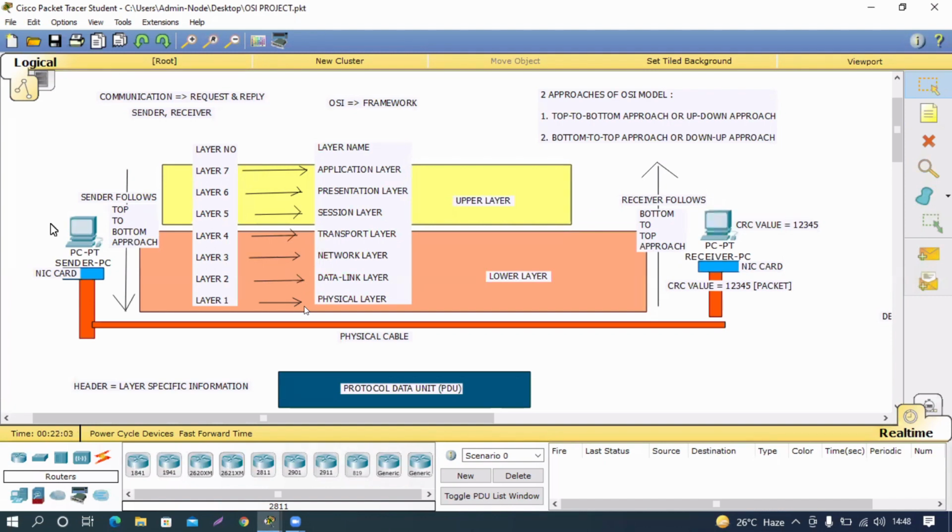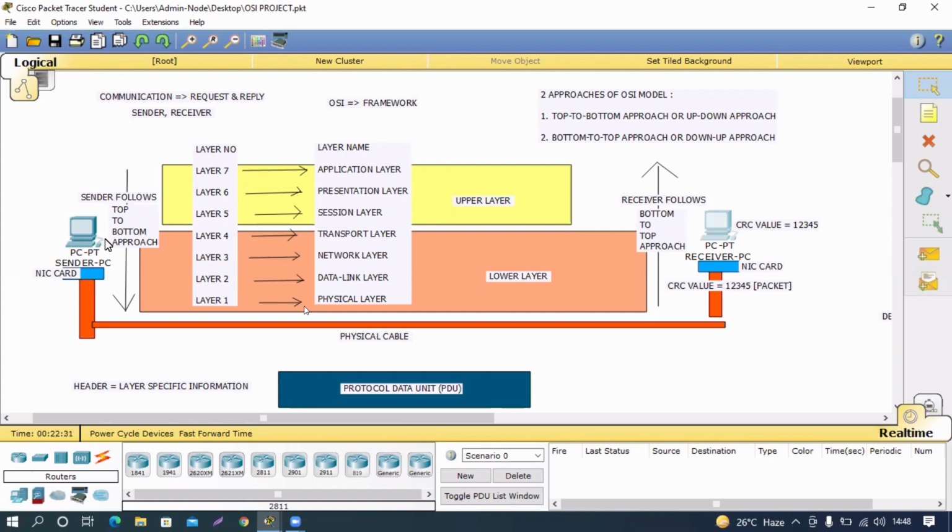Reliable connection means whenever this machine sends anything to this machine, it has to provide an acknowledgement. It has to acknowledge that it has received that information. And unreliable means no acknowledgement will be given. When it sends information to this machine, it will not send any acknowledgement. This is what we call connection oriented and connectionless.